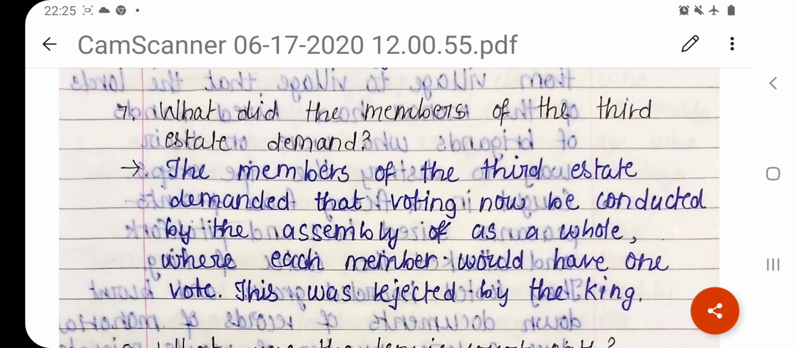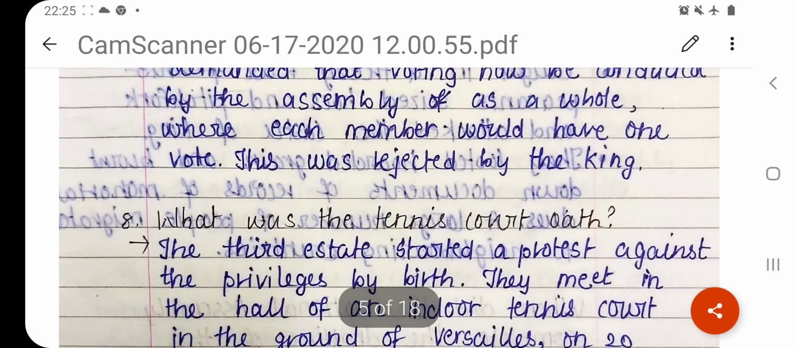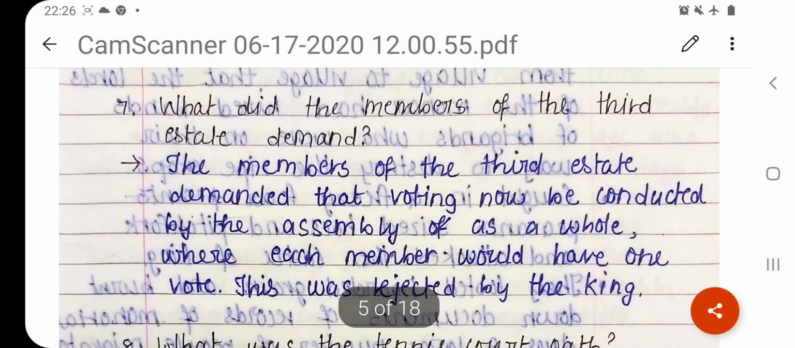What did the members of the Third Estate demand? The members of the Third Estate demanded that voting be conducted with the assembly as a whole, where each member would have a vote. This was rejected by the king. We've done this while we were looking at the chapter where I told you that earlier voting used to happen on the basis of the estate.